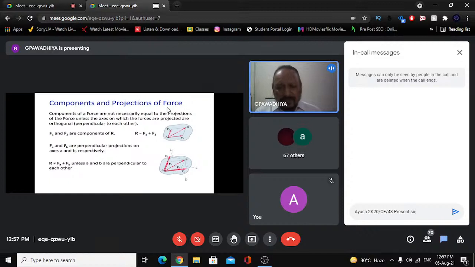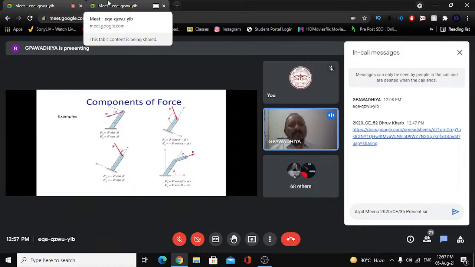These FA and FB are known as rectangular projections. Basically, we call them projections of the resultant force R, and F1 and F2 are known as the components. Now, F1 and F2 will be equal to FA and FB respectively when the angle between the two forces is a right angle. If they are perpendicular, the components and the projections will be equal. Otherwise, they will not be equal, and the vector sum of FA and FB will not be equal to R.